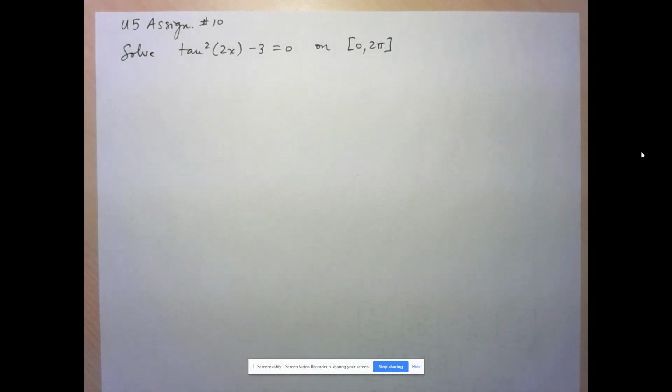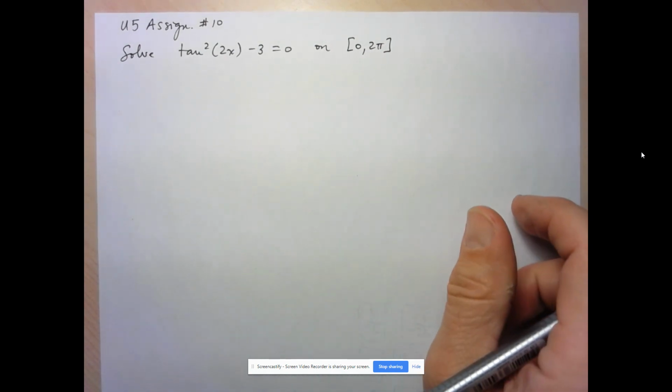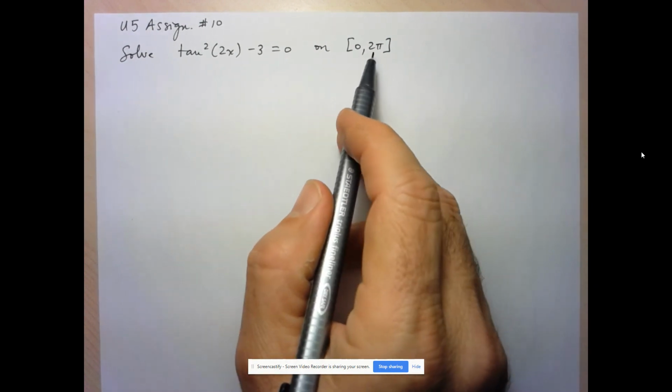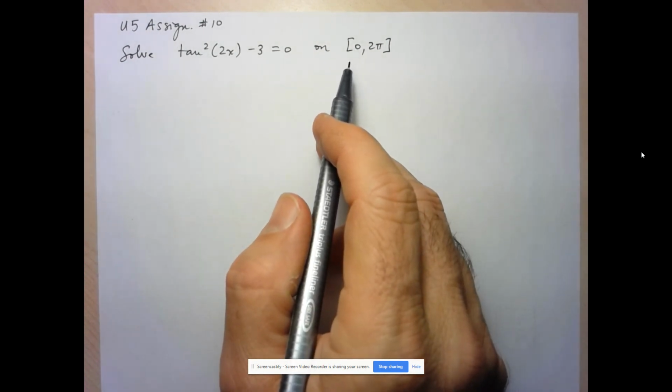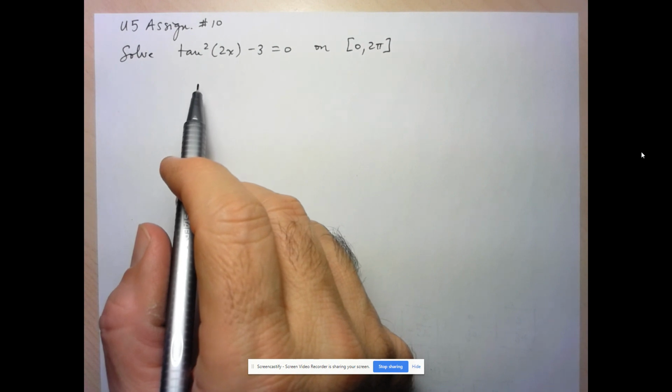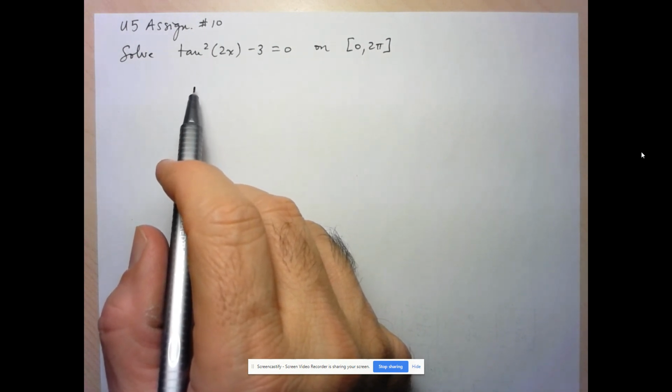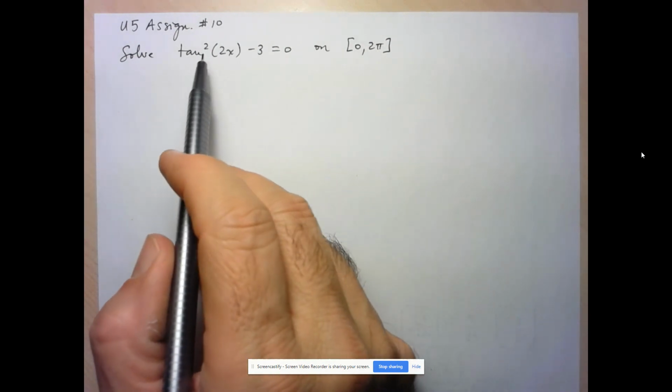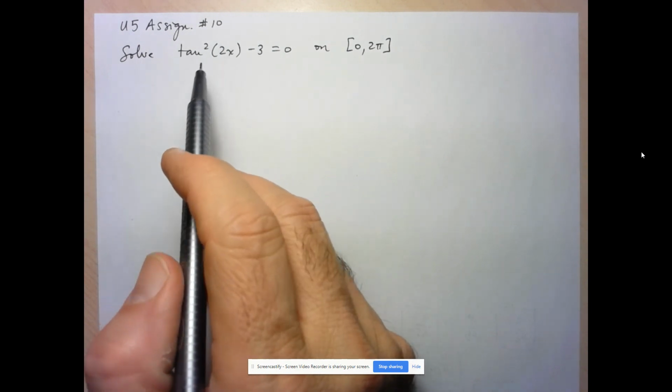Hi folks, we're going to take a look at number 10 on the Unit 5 assignment. They're asking us to solve this equation on 0 to 2 pi. Here our goal again is to isolate a trig ratio equaling some number, and we can do that fairly easily here because I can solve using opposite operations.